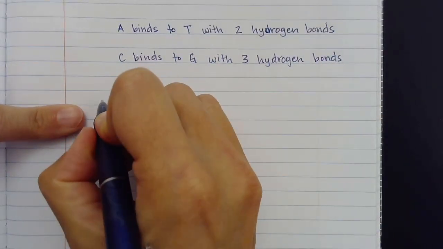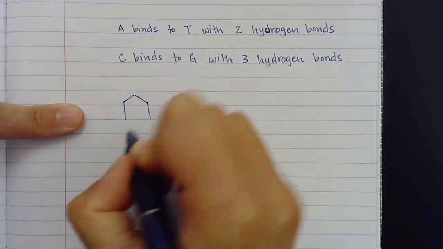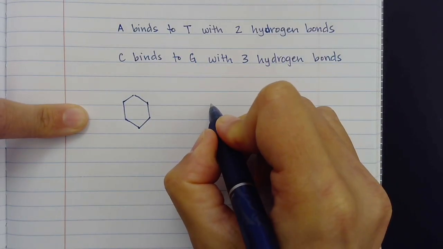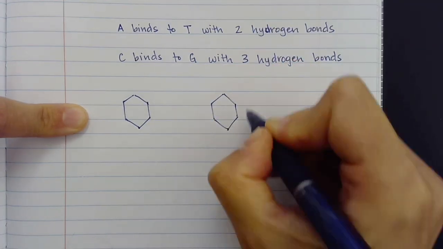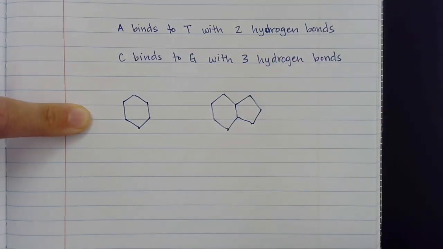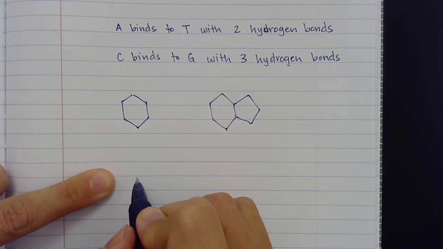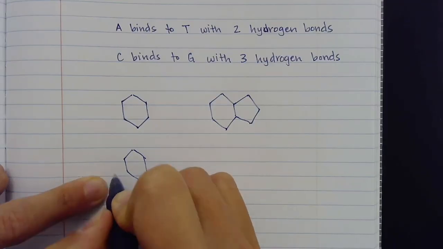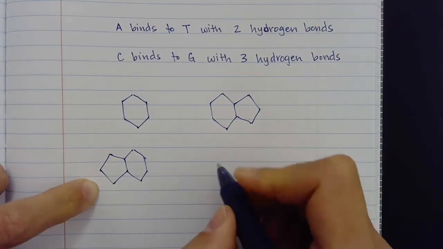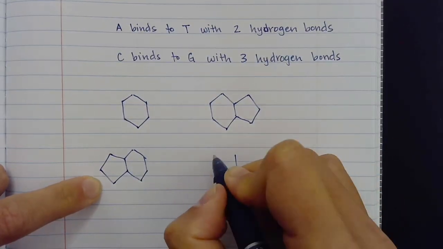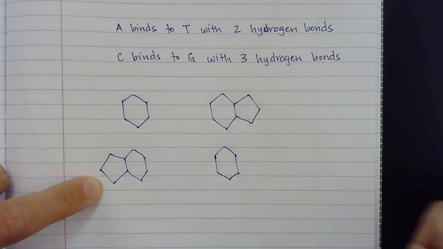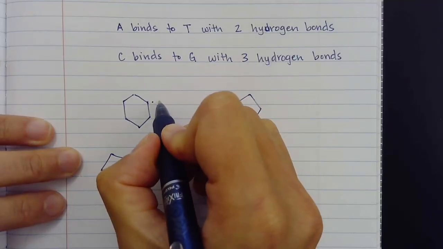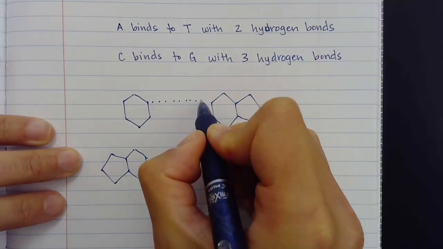So I'm gonna draw my 1 ring on this side, and then I'm going to draw the 2 ring thing on this side. And then below it, I'm going to draw my 2 ring thing on this side and my 1 ring thing on this side. The reason I'm doing this is to show you that it doesn't matter which side has 1 ring and which side has 2 rings. If I put 2 hydrogen bonds, so this dotted line represents my hydrogen bonds.